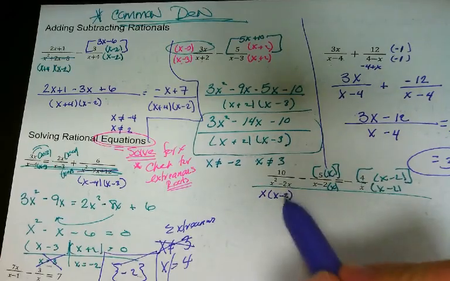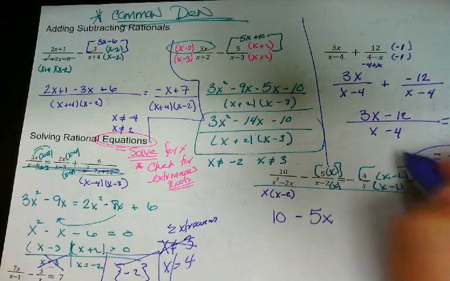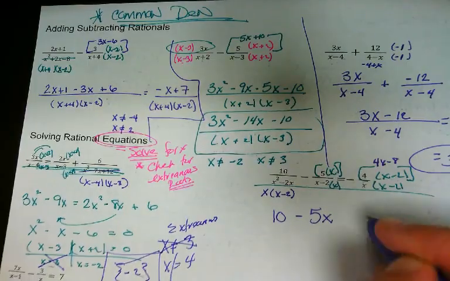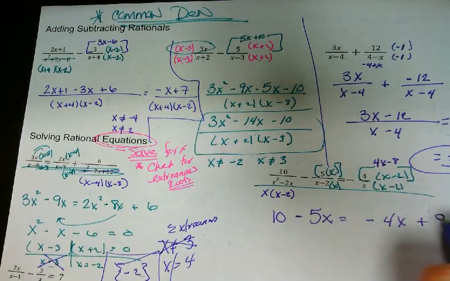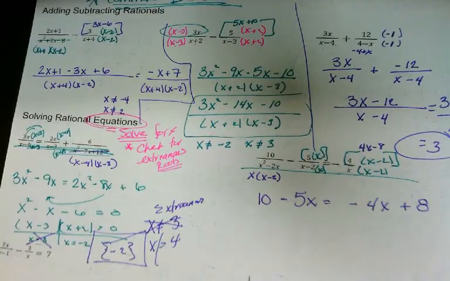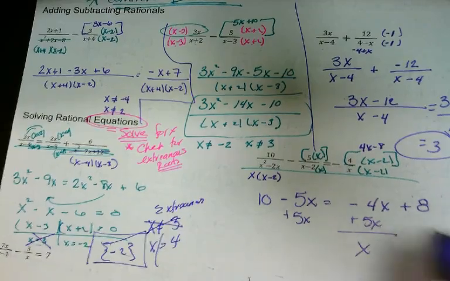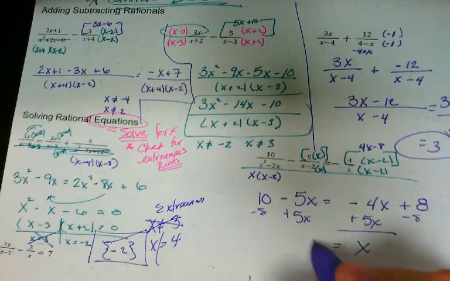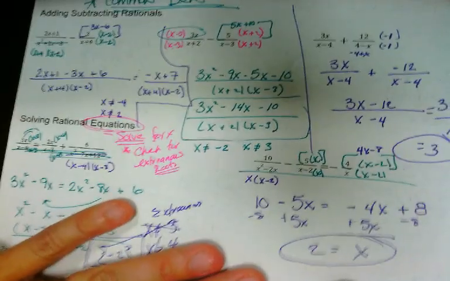Let's see, so the first one I didn't multiply by anything, so that's 10. And I think I had minus 5x. Inside here I had 4x minus 8. So I'm getting minus 4x plus 8. I'm going to add my 5x. So that's an x, and subtract my 8. I think I get x equals 2.